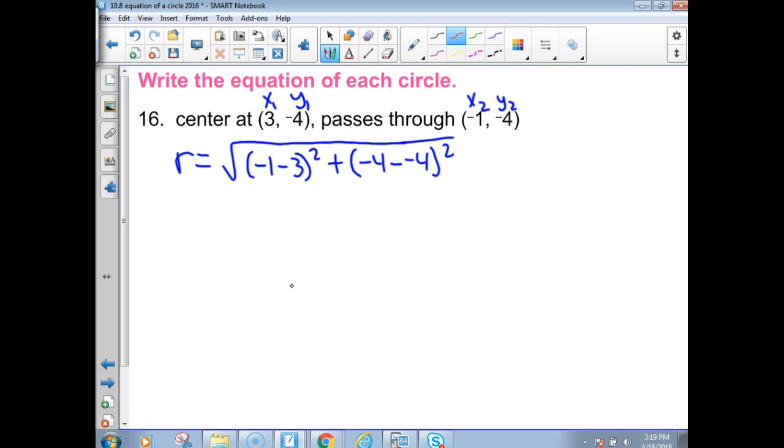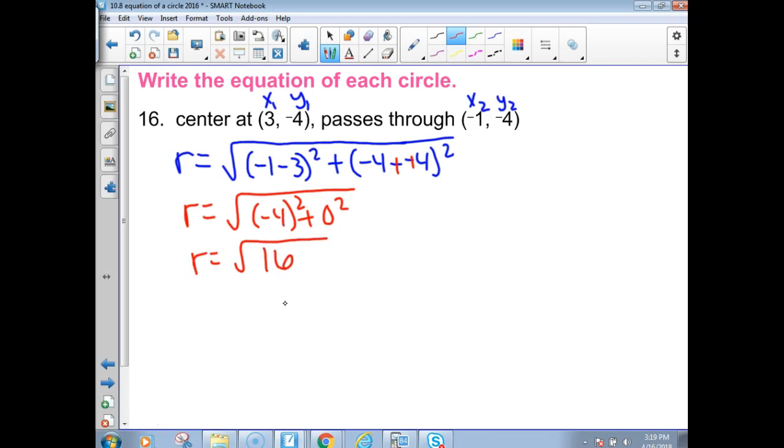The distance formula is actually the same formula as the circle formula almost. Okay, r would be the square root of -1 minus 3 is -4, but you got to square that. And then this is 0. All right, so r is the square root of -4 squared would be 16, plus 0, would be 16. Take the square root of 16, you get 4. All right, we got a radius of 4.